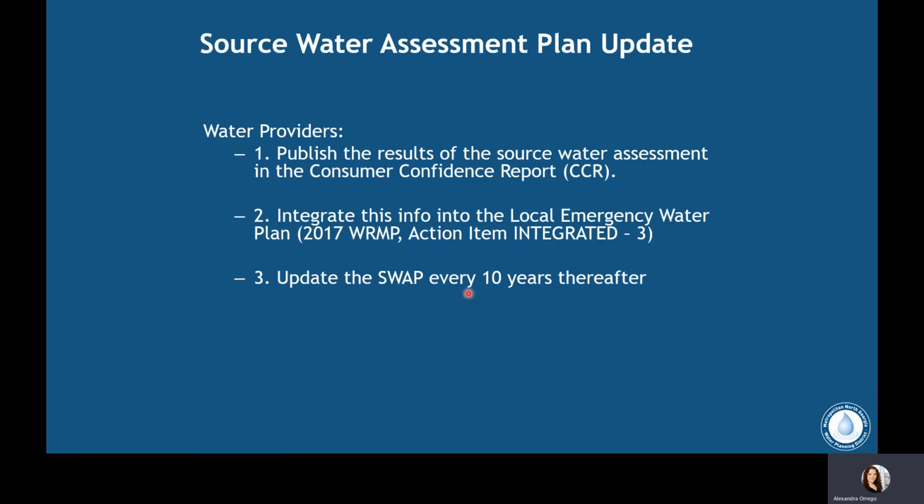These reports are now released twice a year by every water utility to inform the public on their water quality and their federal compliance. They then must integrate this information into their local emergency water plans, and finally update SWAPs every 10 years thereafter.